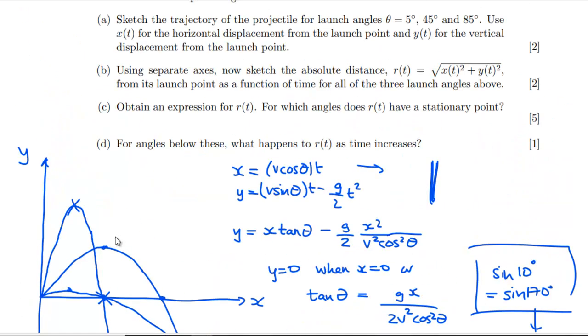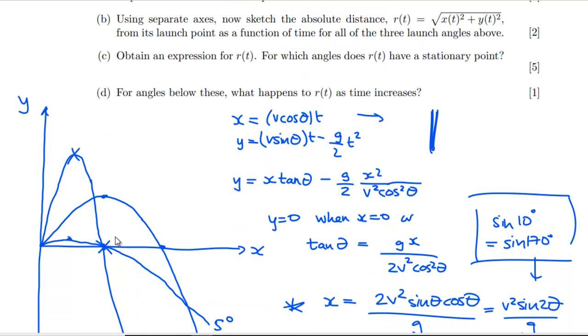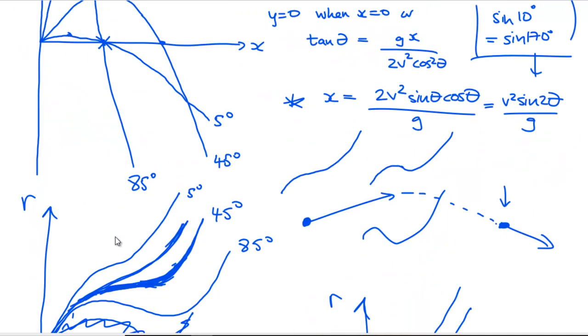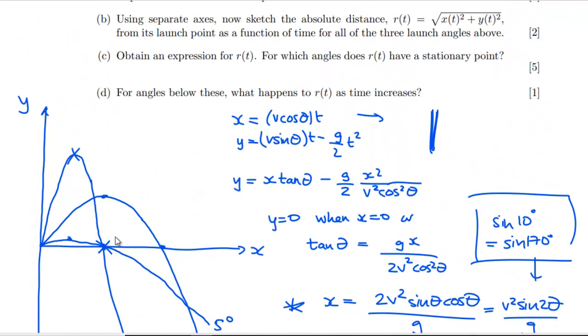Excellent. For angles below these, what happens to r of t as time increases? Well, it just always increases. It's always going to be going upwards. I think that's all we can really say about it, because there's never going to be a stationary point. It's just always increasing. It's going to increase at different rates, but it's always going upwards.